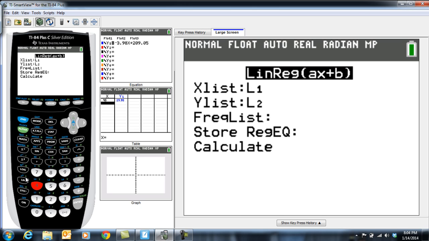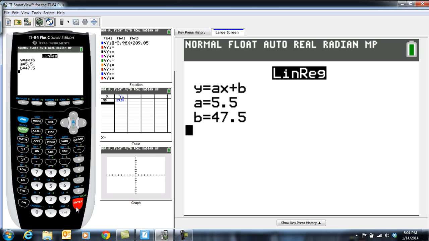Now some of you, it might just say LinReg at the top, AX plus B, and you don't have all of this. It's okay if that happens. It just means your calculator doesn't have the new operating system. And so you can just hit enter. If you have this, you have to hit enter all the way until you get down to calculate, and then hit it one last time and it will calculate for you.